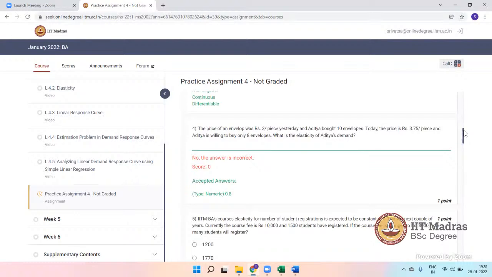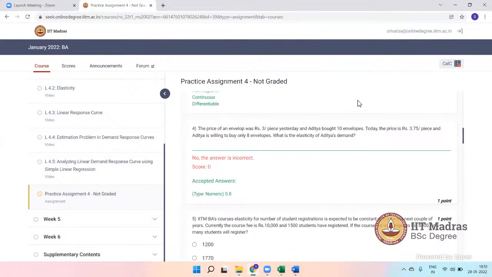So you have been given a price P1 and the quantity Q1, and again you have been given the price P2 and quantity Q2. P1 is 3 and P2 is 3.75. Q1 is 10 and Q2 is 8. We are asked to calculate the elasticity of Aditya's demand. This is going to be price elasticity: Q2 minus Q1 by Q1 divided by P2 minus P1 by P1. That is going to give you a value, and that is the answer.